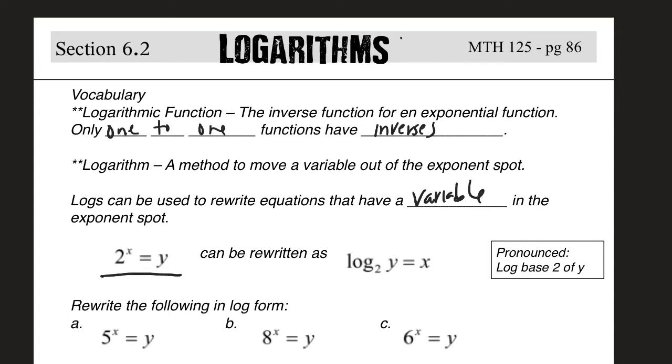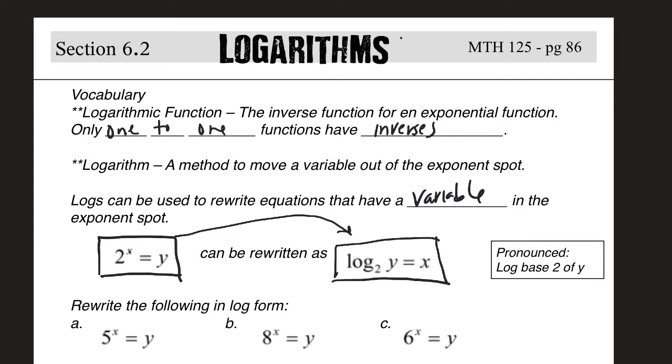Here we have an exponential equation, 2 raised to the power of x equals y. I can rewrite this as a log, and it's actually not as complicated as it looks. You first start by writing the word log. The base that you have in your original exponential becomes the base here. So we call this log base 2.